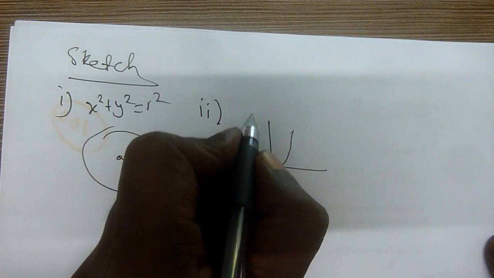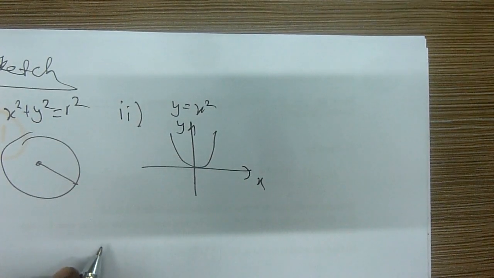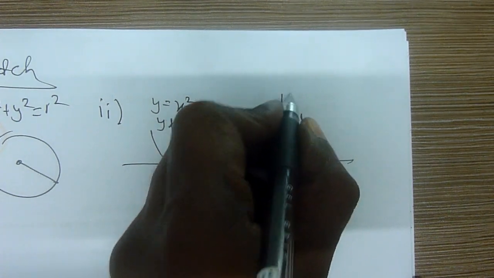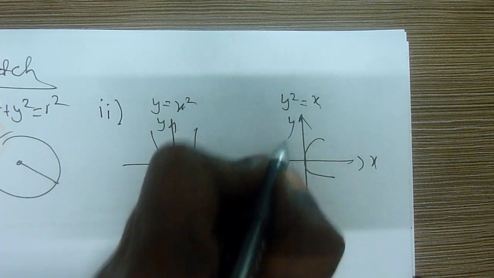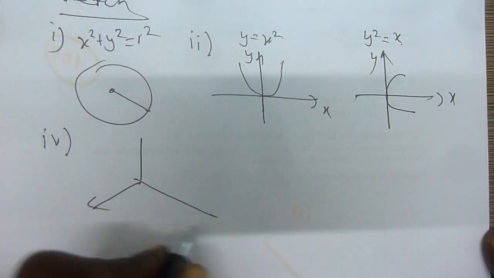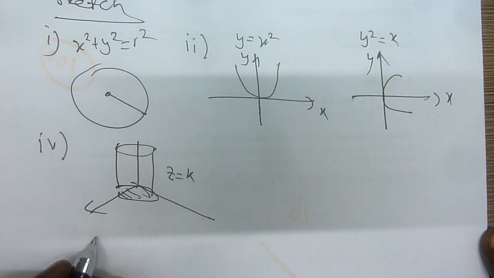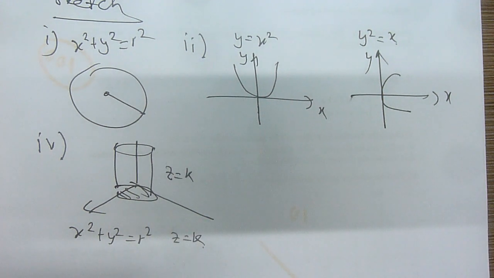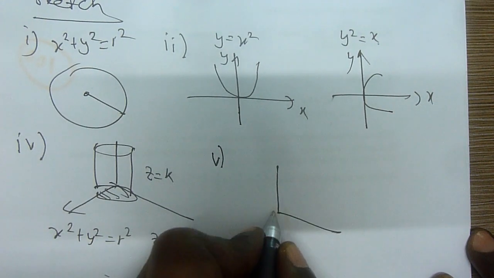Two, parabola, it's y equals x squared. If you can't imagine this, it's very difficult for you to sketch things. Here you can see y squared to the x, then x to the y, you should get this. And for the cylindrical, then z equals k, and x squared plus y squared equals r squared, and z equals k is a cylinder.